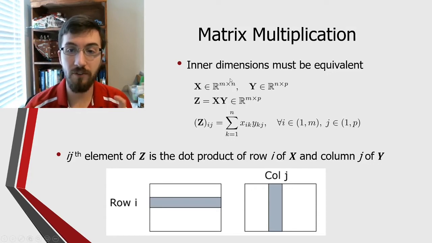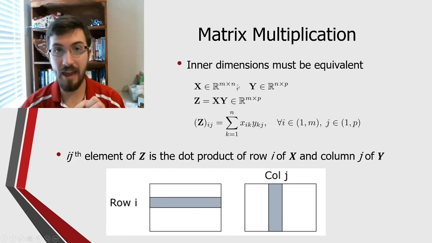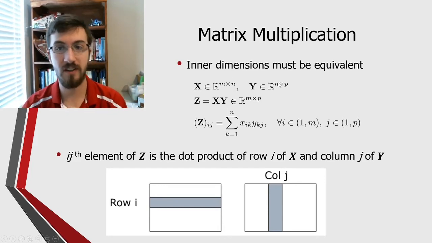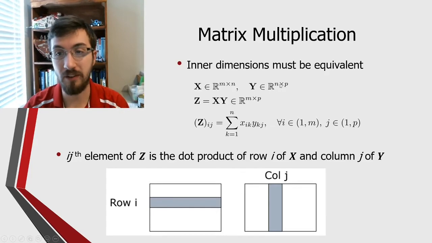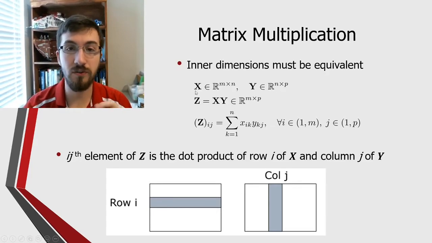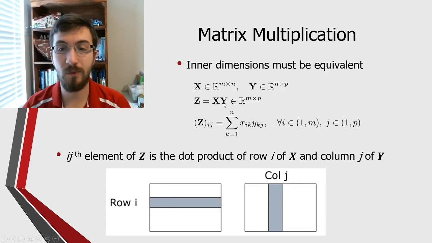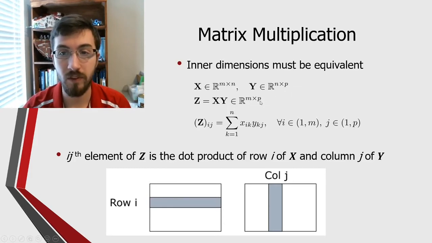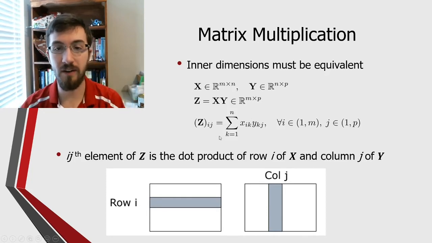So like if your first matrix is X and it's an M by N matrix, and your second is matrix Y and it's an N by P, then you can do it because the second dimension of the first matrix and the first dimension of the second matrix are the same. And so your result, Z, which is X times Y, is going to be M by P. Okay? And the question is, well, how do we get each element of Z?